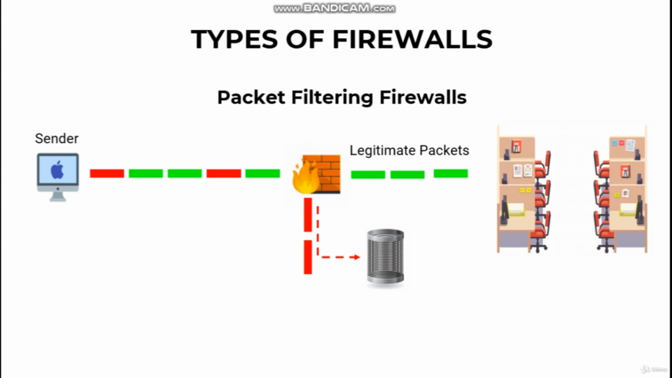Packet filtering firewalls work by examining a packet's source address, source port, destination port, and the protocol type. Based on these factors and the rules that a firewall has been configured with, they either allow or deny passage to the packet. These firewalls are very easy to configure and also are inexpensive.